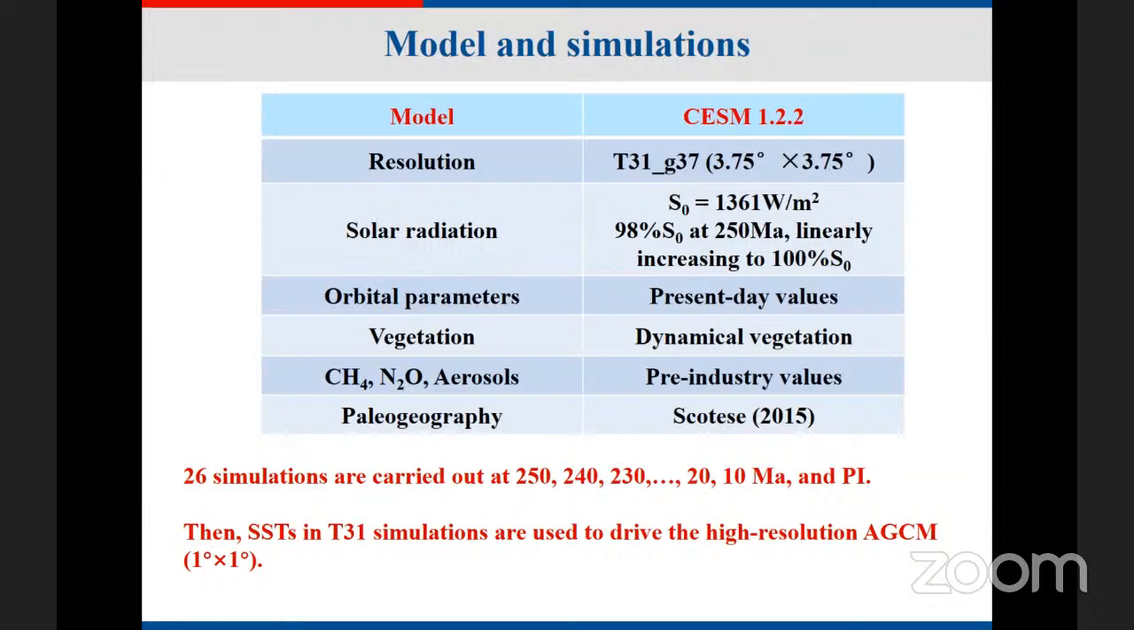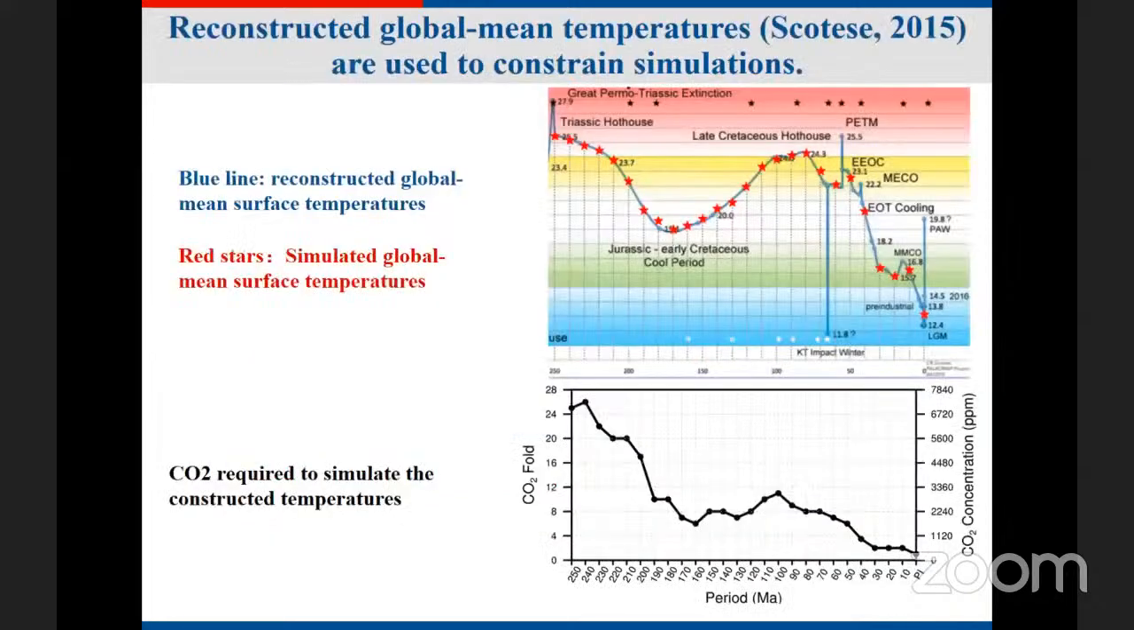We use the dynamic vegetation module. All other atmospheric compositions are the same as the pre-industrial values. The paleogeography, that's a key point. We use the data from Scotese. Then there is one other key point for the simulations. That's how to constrain the simulation.